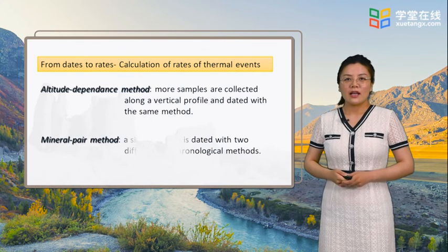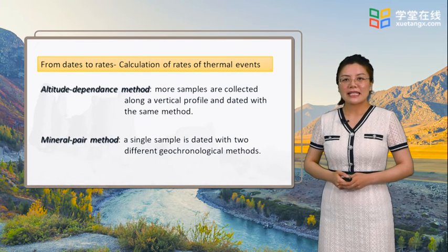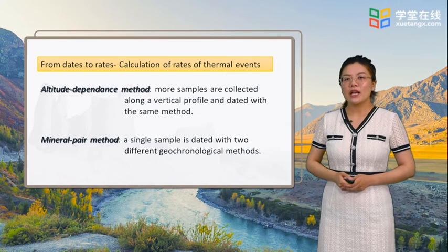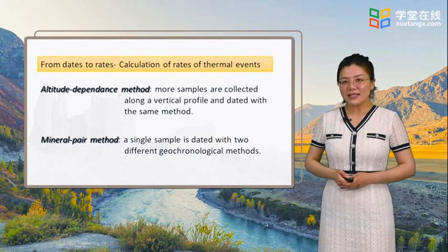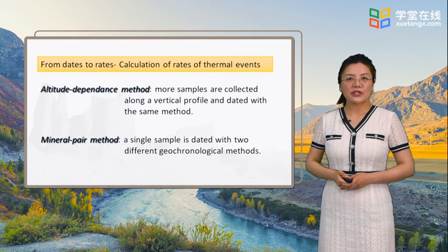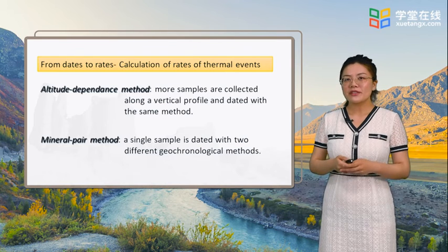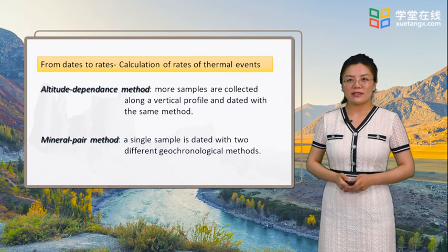The mineral pair method is another very useful way of conducting low-temperature thermochronology studies, where a single sample is dated with two or more different geochronological methods, for instance, with different closure temperatures.